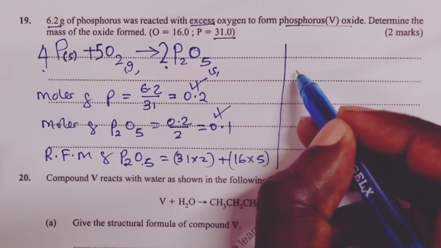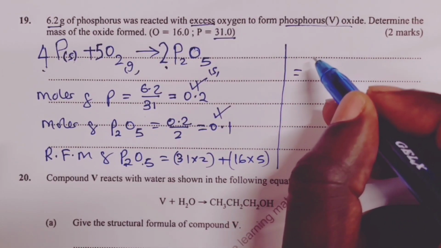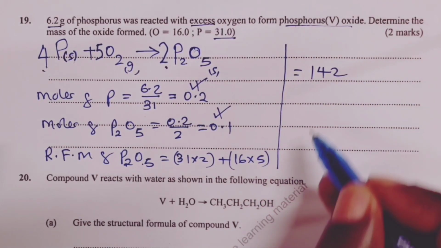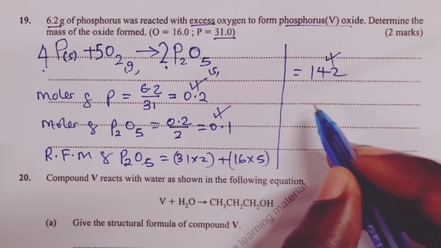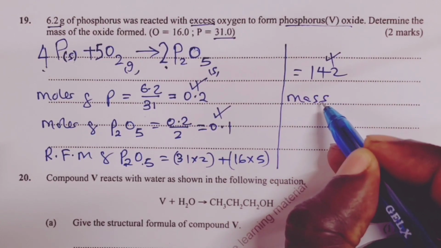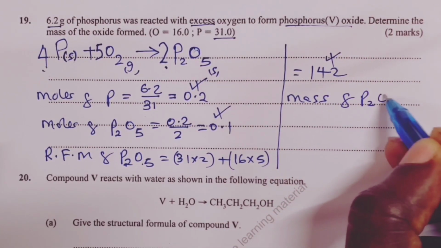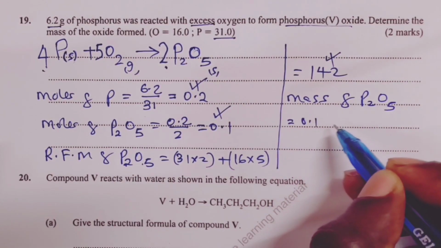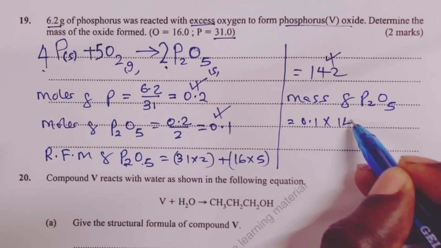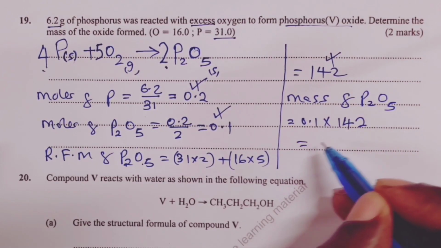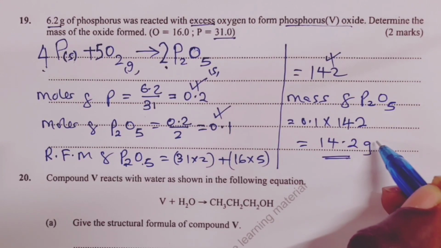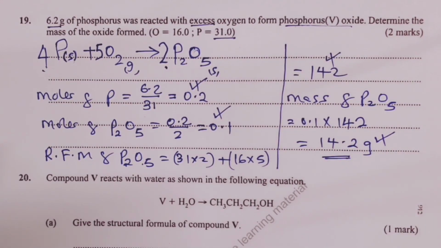This is giving us a figure of 142 as the relative formula mass for the next half mark. Finally, to get the mass of the oxide, we would multiply the number of moles that we've gotten, which is 0.1, multiplied by the RFM, and we get 14.2 grams for the last half mark, totaling 2 marks.